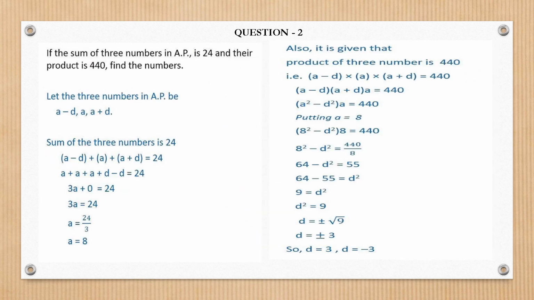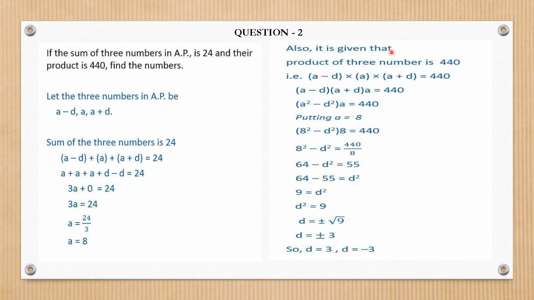Question number 2 is, if the sum of 3 numbers in AP is 24 and the product is 440, find the numbers. Now you know how to take the 3 numbers in AP with first term as a and common difference as d. Okay. Instead of taking like a plus d, a plus 2d, it's better to take it as a minus d, a and a plus d. So the sum is equal to 24. This way we'll get a as 8.